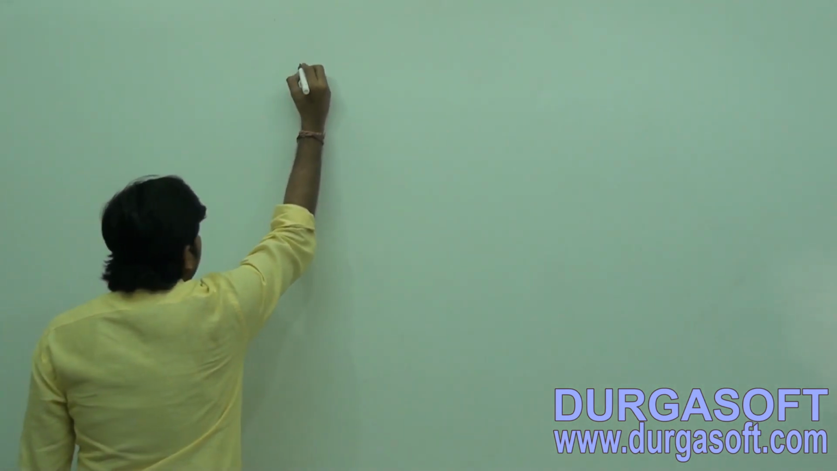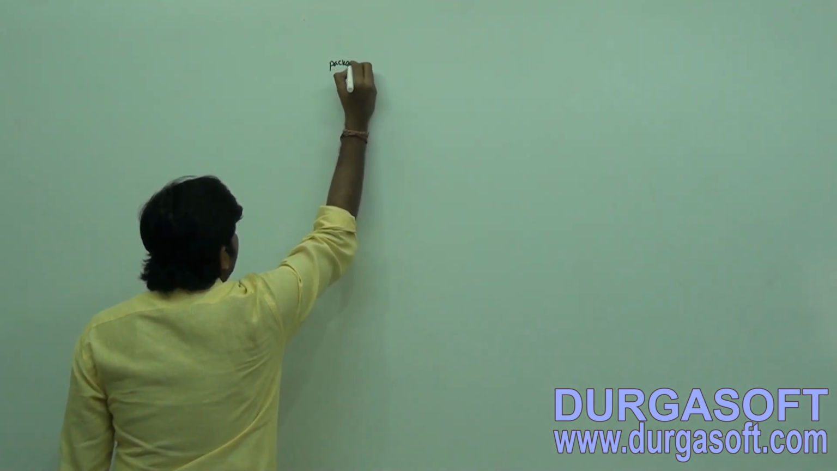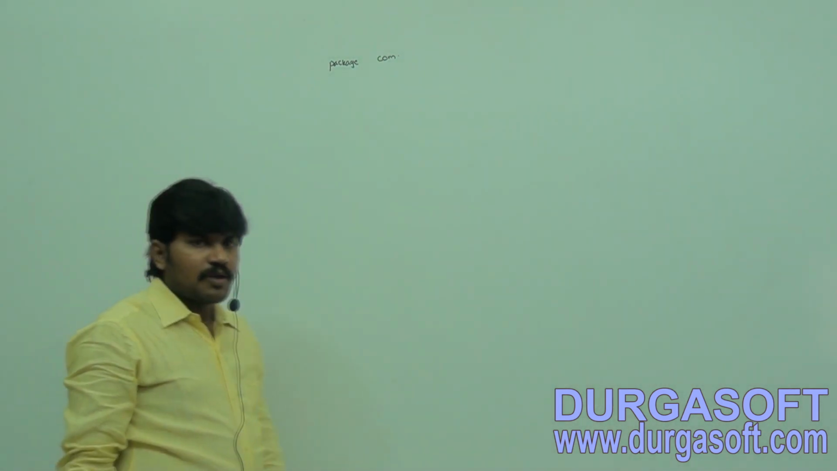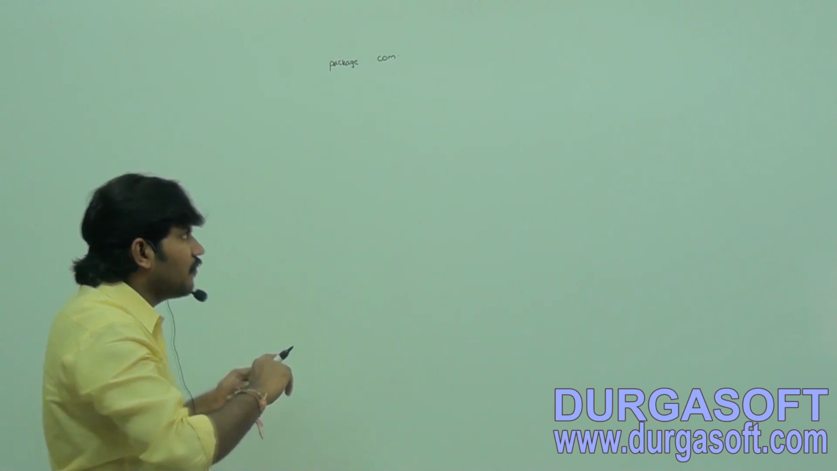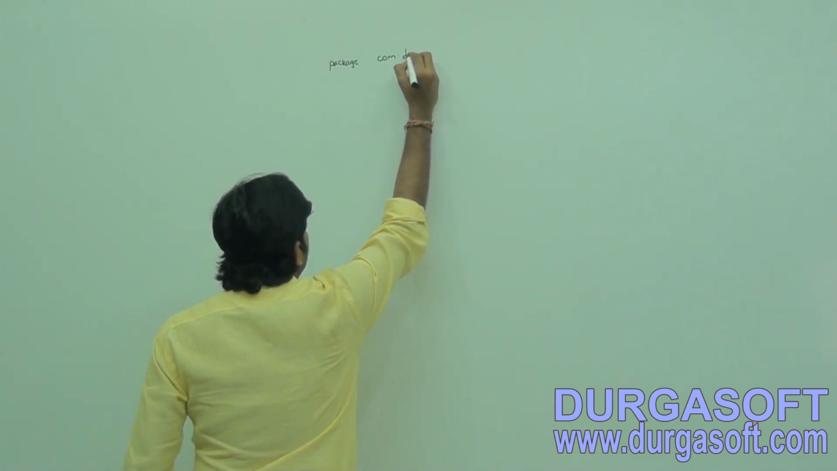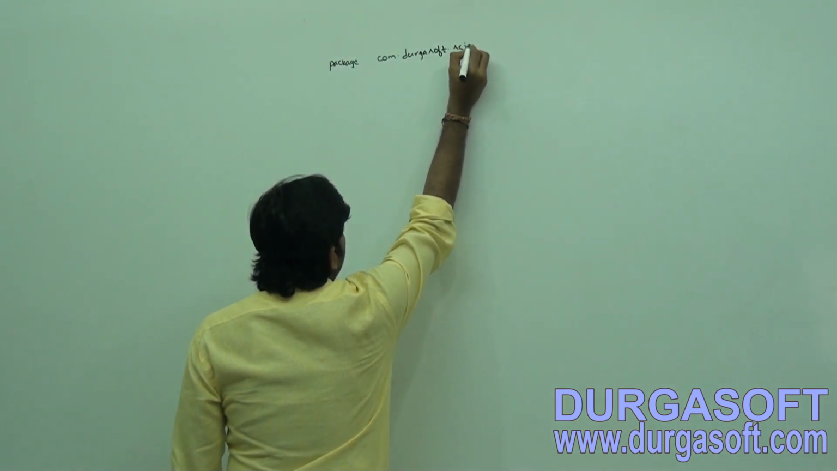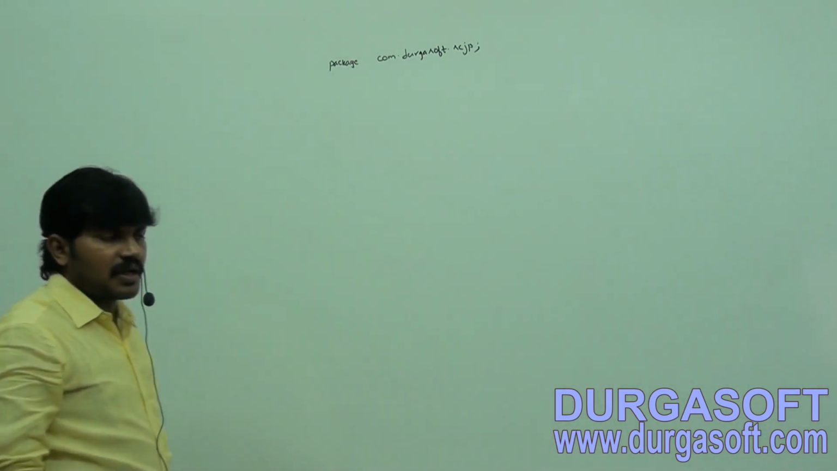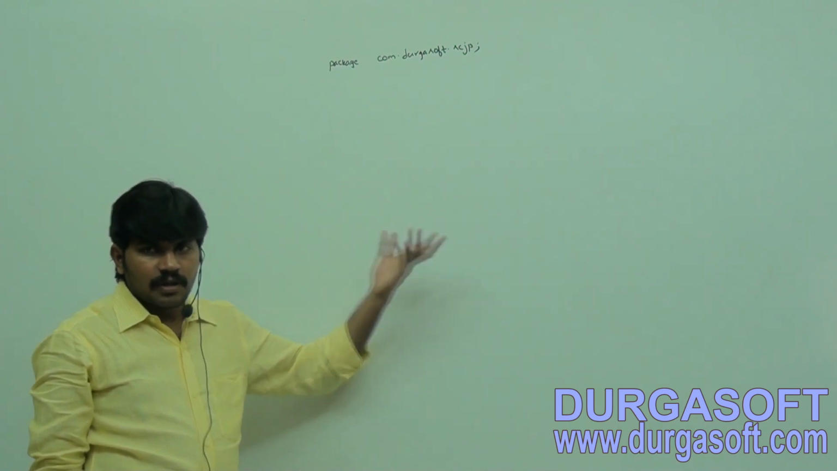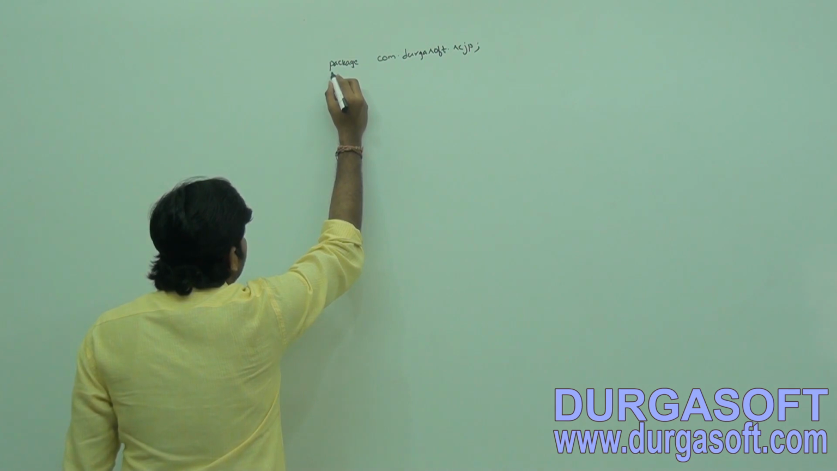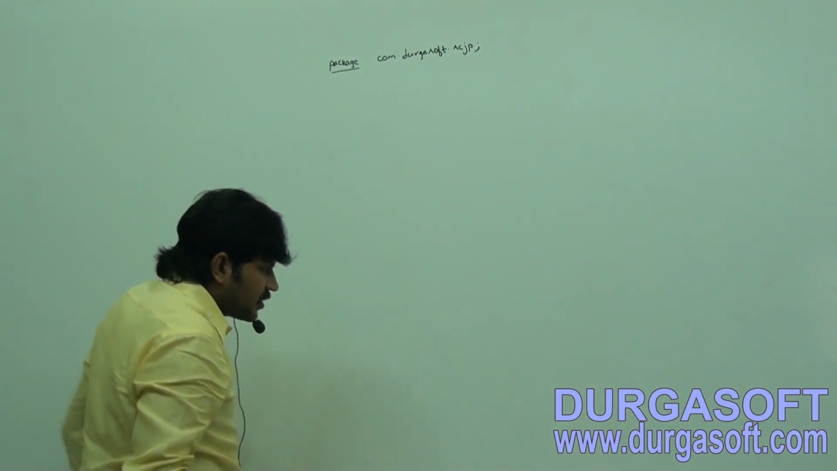I am taking package com dot. In our style, package pack1, pack2, packX, packY, don't use this type of convention. Better to follow some meaningful convention. Like I'm taking com.durgasoft.scjp, which is related to Durgasoft, and scjp is nothing but SCJP, right? How to write a package statement? By using the package keyword.